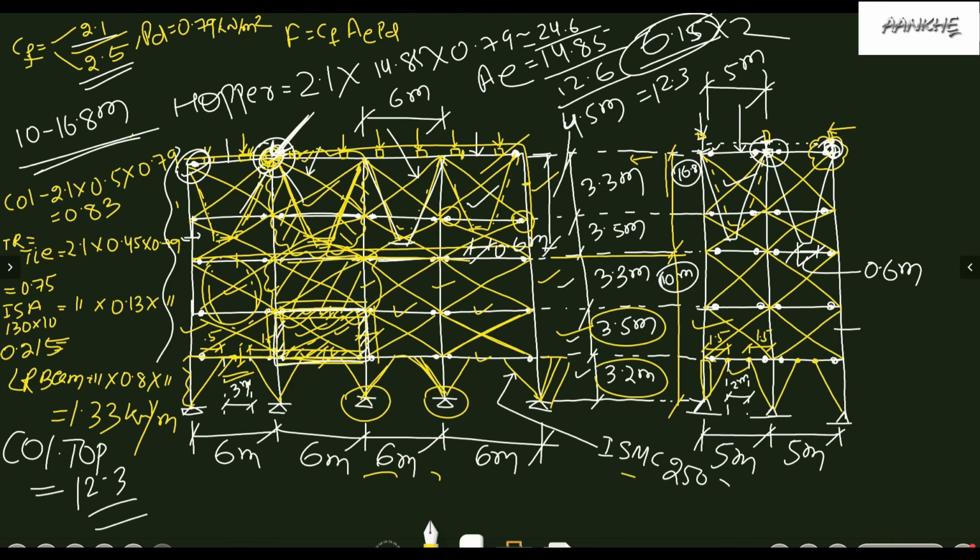So the column top will be 12.3. Okay, but in our case it is not required, because manufacturers suggest that they have already taken care of the hopper part. So we need not consider this in our calculation. So I think the entire wind calculation is completed.